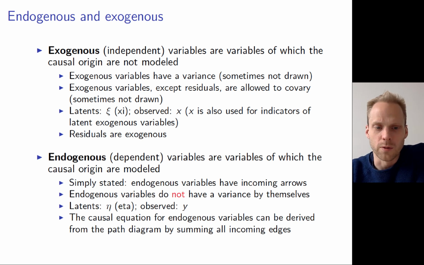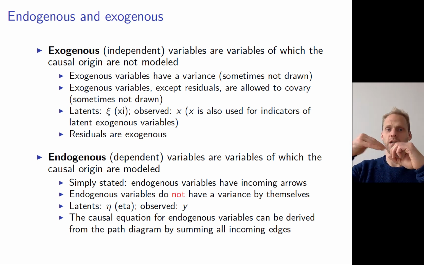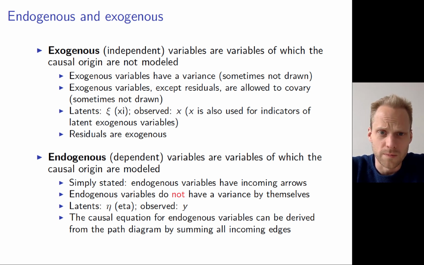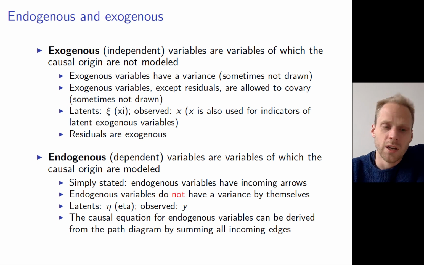Now an endogenous variable is a variable for which the causal origin is modeled, which means that there's an incoming arrow. That means that we are not modeling an endogenous variable as having a variance itself, but we are going to explicitly model where every part of the variance comes from. So endogenous variables don't have a variance or covariance themselves, but they are composed of variances and covariances of exogenous variables. And you can also see a residual as an exogenous variable. Now the aim of structural equation modeling is to explain the variance and covariance between all endogenous variables.